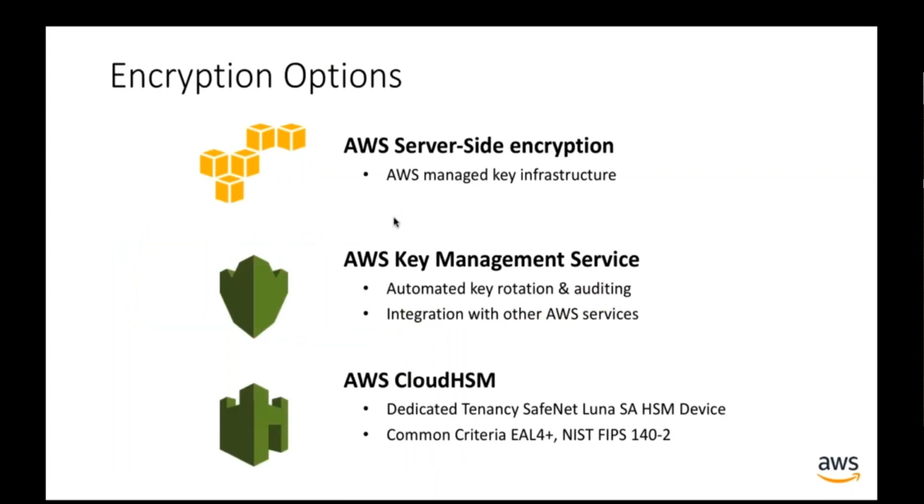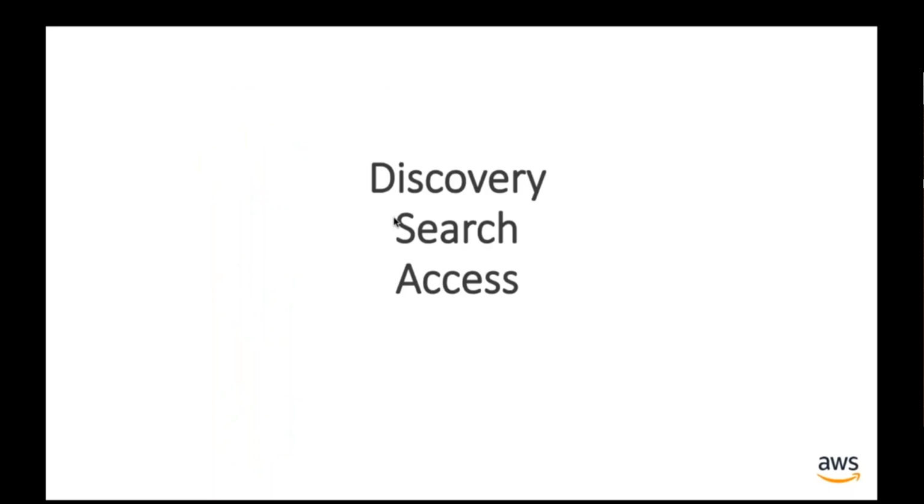We also have multiple choices with regards to the ways in which we encrypt that data at rest. In its simplest, we can use AWS server-side encryption, where AWS is responsible for managing the keys. If you want to take more control, if you want to control your own keys, control when they're rotated and so on, then you can use the AWS Key Management Service. If you want dedicated hardware, then you can use AWS CloudHSM. So a comprehensive range of facilities for encrypting data within S3 and across the board.